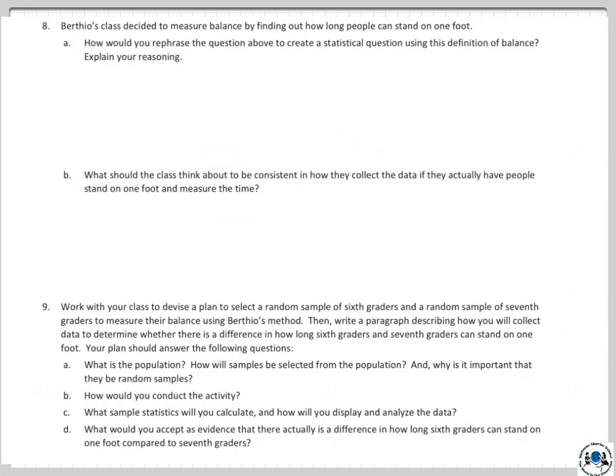Okay, so continuing on here, Berthio's class decided to measure balance by finding out how long people can stand on one foot. Wow, I did not read ahead, okay? But it made sense, I guess. So how would you rephrase the question above to create a statistical question using this definition of balance, okay?